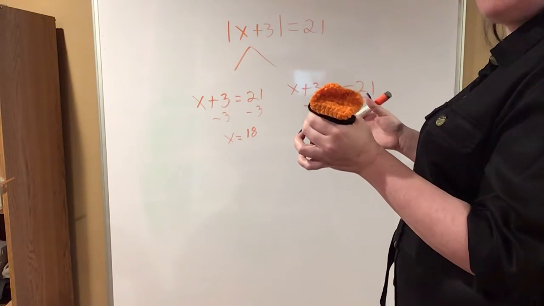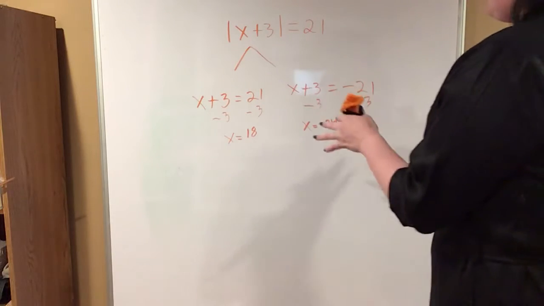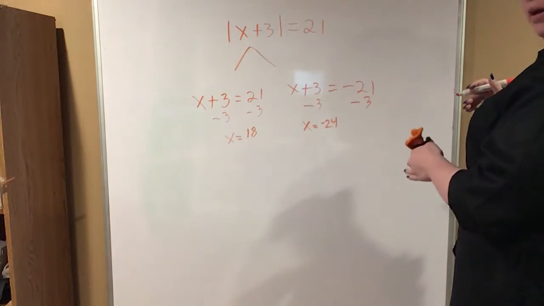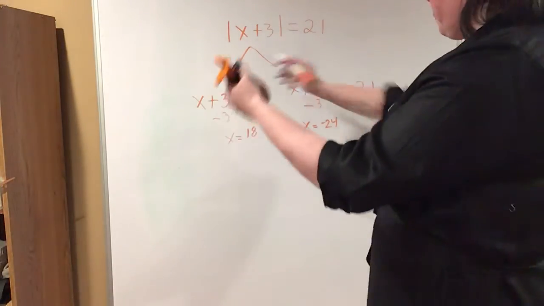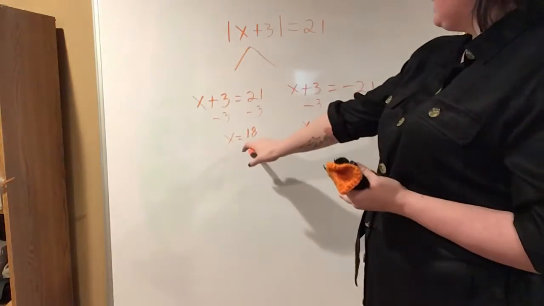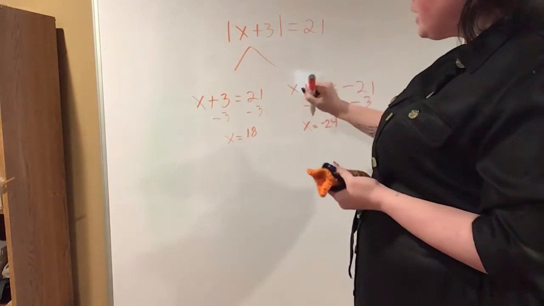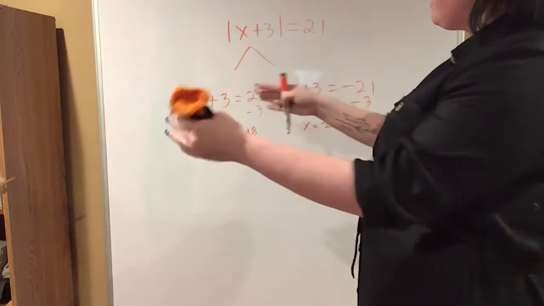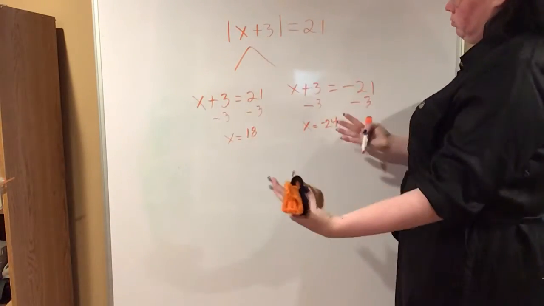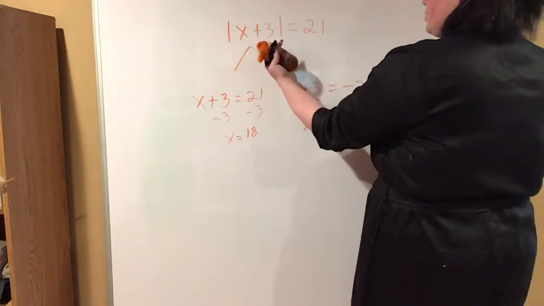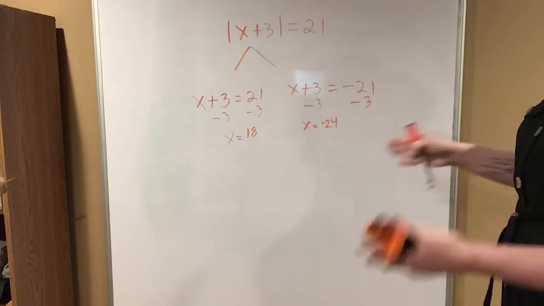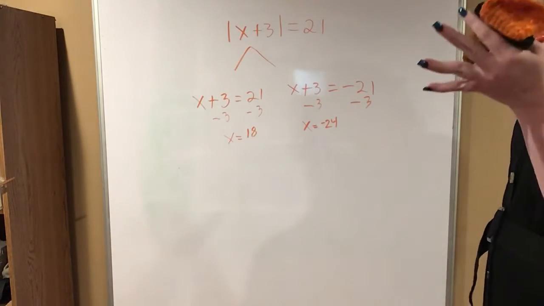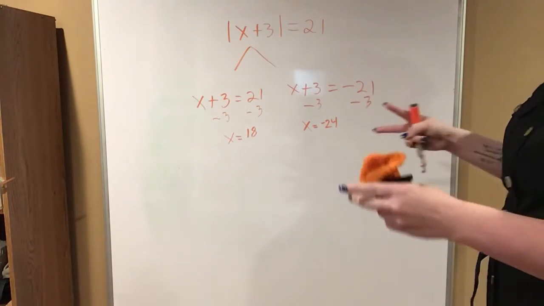Anyway, it always has to be how many spaces you are away from 0. That's why it's positive. So if we plug this in, 18 plus 3, take the absolute value of it, you get 21. If you do negative 24 plus 3, 21. That's how many spots away from 0 it is on the number line. You always have to do 2 equations.